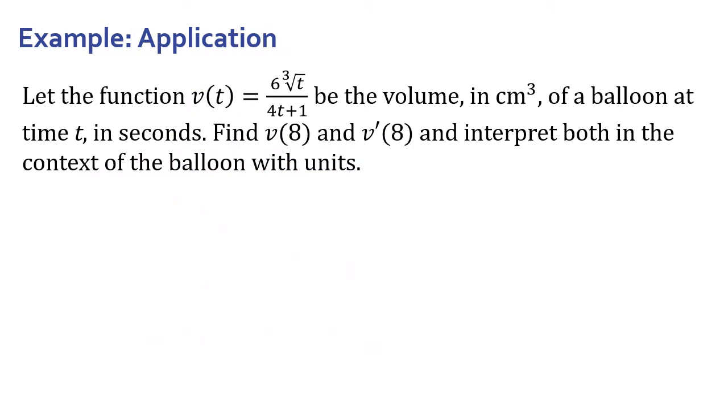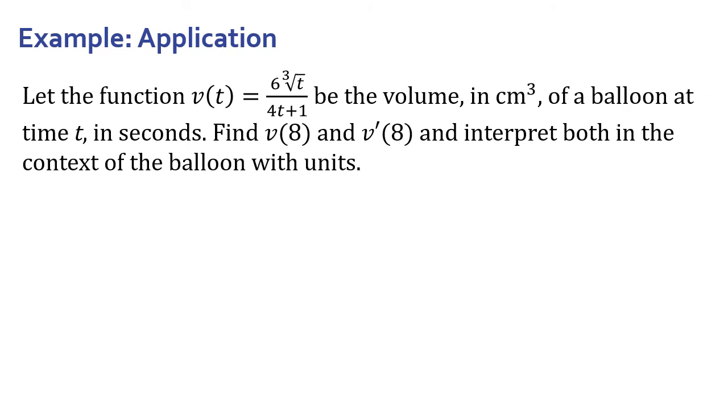Let's look at an application problem. Let the function v of t equals 6 times the cube root of t over the quantity 4t plus 1 be the volume in centimeters cubed of a balloon at time t in seconds. Find v of 8 and v prime of 8 and interpret both in the context of the balloon with units.